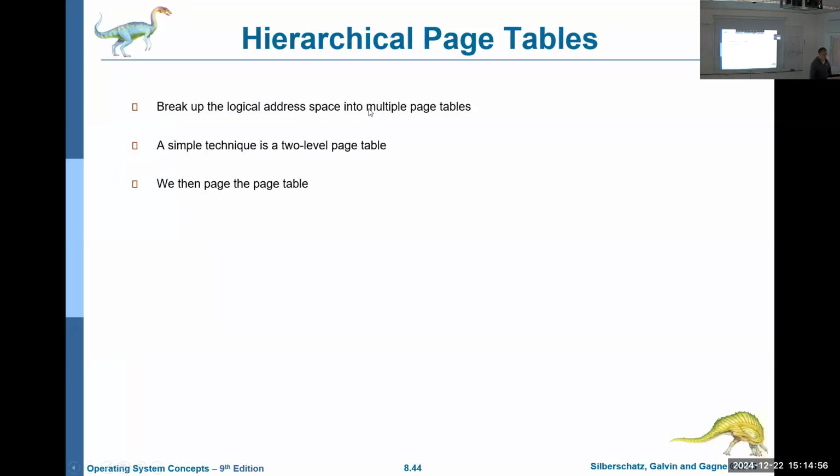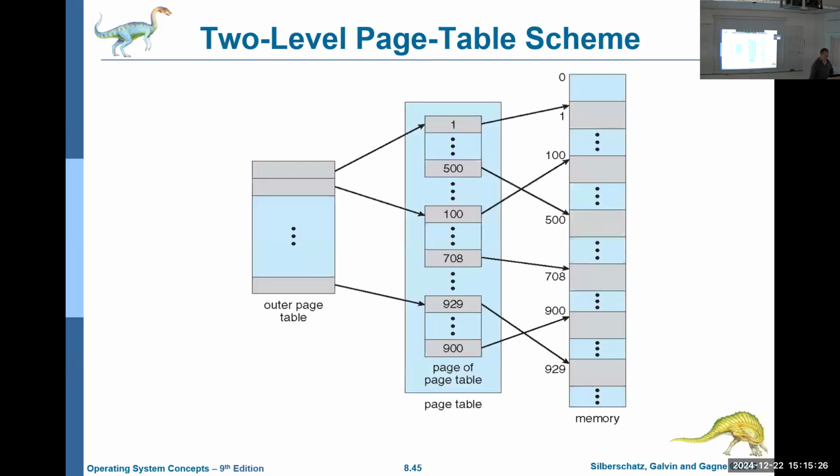Break the logical address space into multiple page tables. The simple technique is a 2-level page table, where we then page the page table. In other words, the page table is 4 megabytes, we said. Let's page it. What does that mean, page it? Cut it up into pages. Let's cut the page table up into pages and put those, and then have a page table which tells us where those pages are. That's why we call it hierarchical.